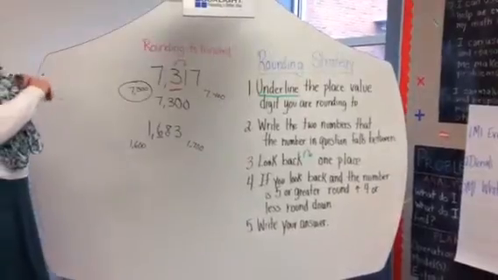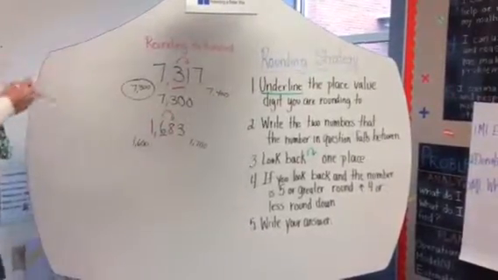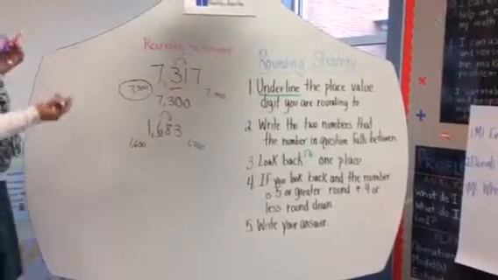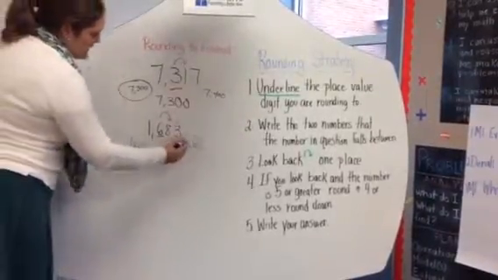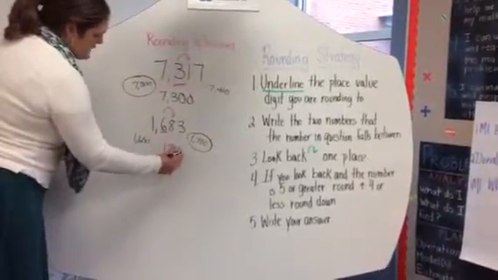Once I've written those, step 3 is I look back. When I look back in the tens place, there's an 8. Since 8 is greater than 5, it tells me I'm going to round up to 1,700. So I'm going to write my answer, 1,700.